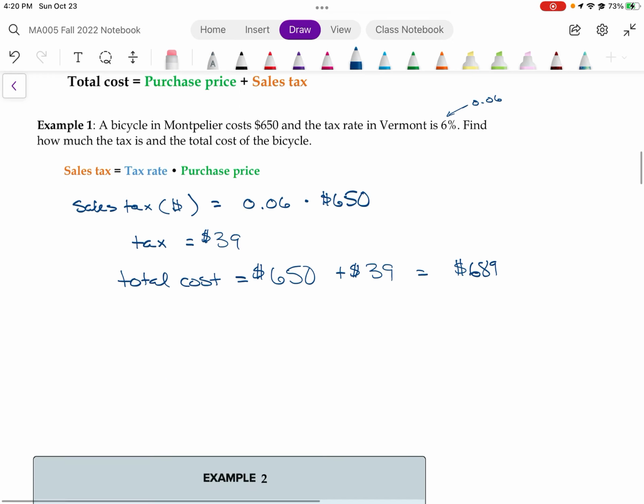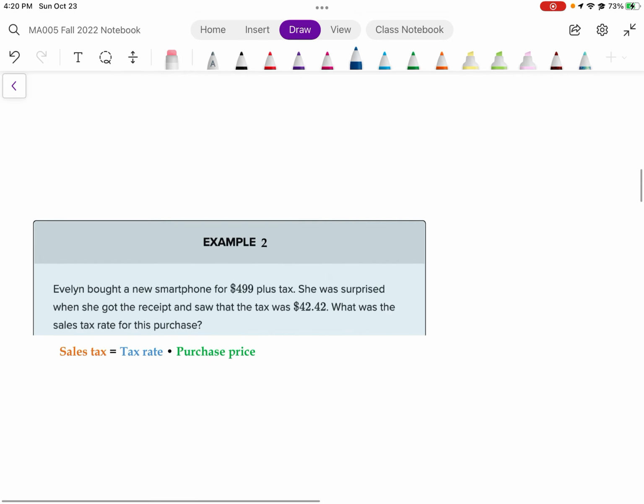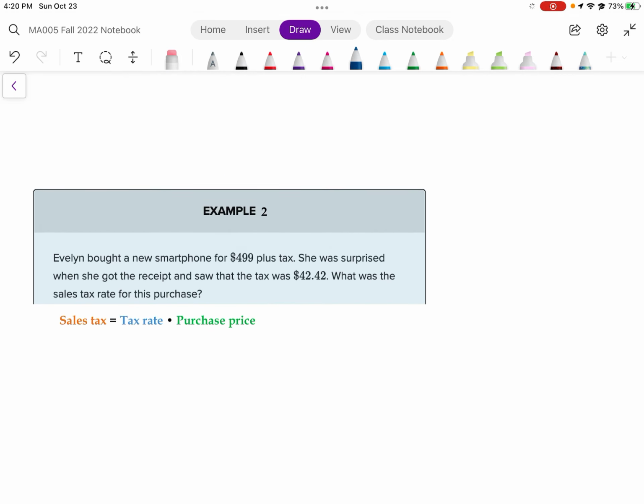All right, next one. Evelyn bought a new smartphone for $499 plus tax. She was surprised when she got the receipt and saw the tax was $42.42. What was the sales tax rate for this purchase? So let's find if this person was in Vermont or not. So we're going to say the sales tax, so this is the actual tax, that's the orange part over here.